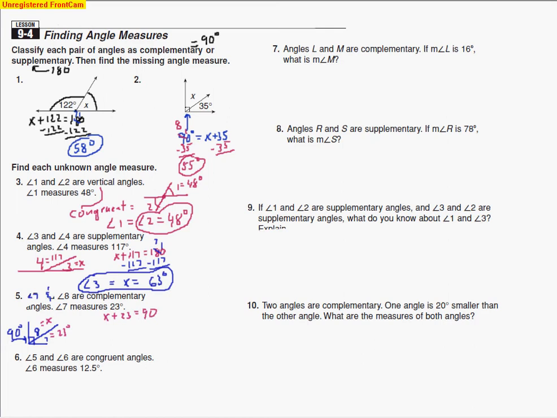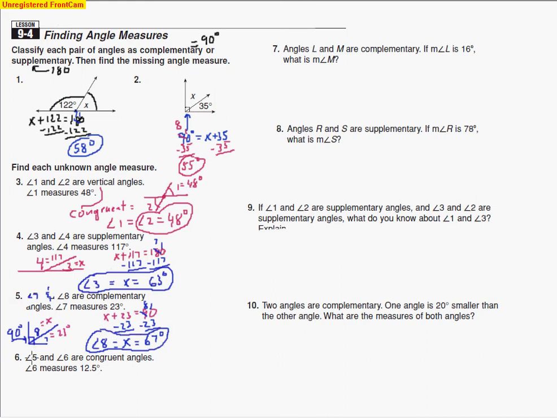From there, all I have to do is subtract that 23 from both sides. So we go ahead and do that, borrow a little bit, change this to an 8, do the subtraction, and we end up with 67 degrees. That's what x is, and x represents angle 8. So angle 8 is 67 degrees.